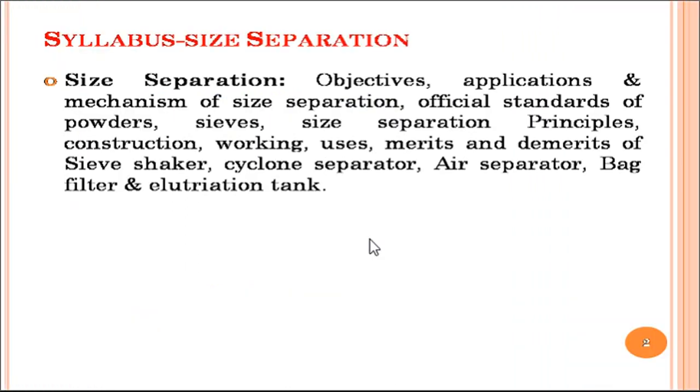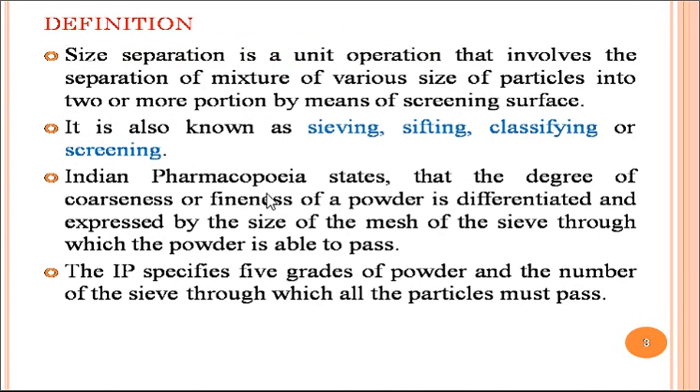Before going into detail, one must understand the syllabus content for size separation: the objective of size separation, application and mechanism of size separation, official standards of powder, sieve, size separation principle, construction, working, uses, merits and demerits of sieve shaker, cyclone separator, air separator, bag filter and elutriation tank. These are the major content as per the syllabus stated by the university. Now we'll start with the content of this size separation.